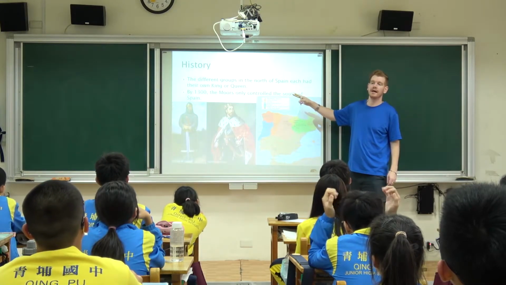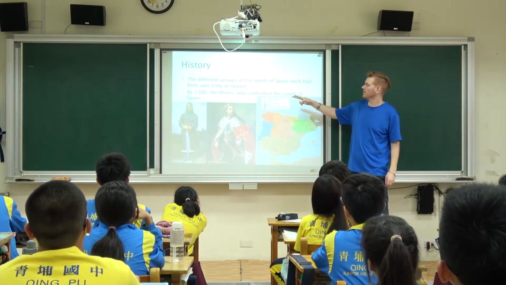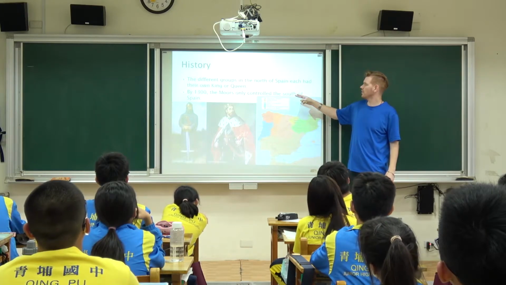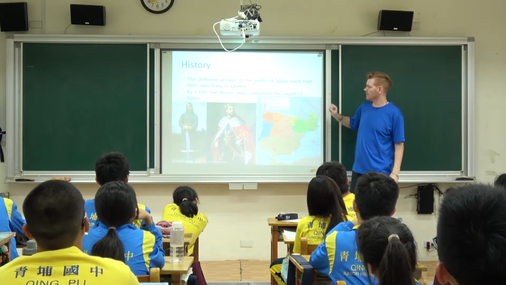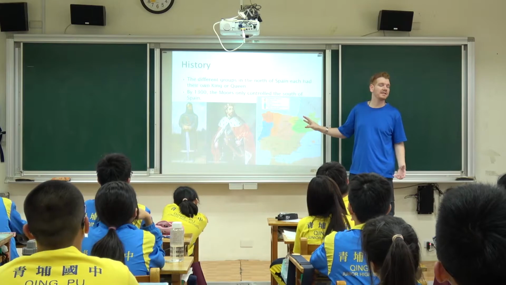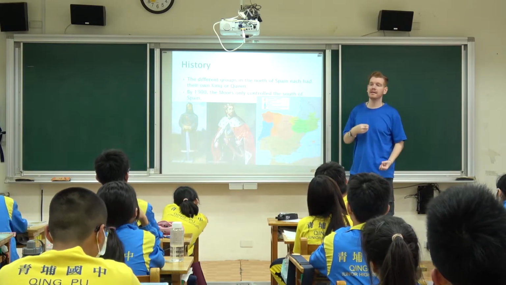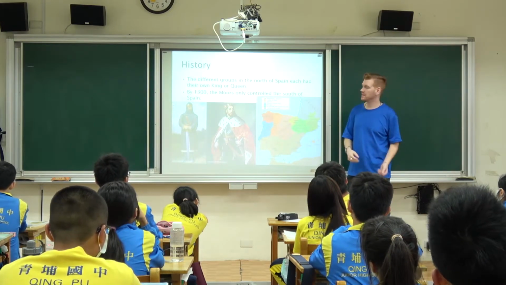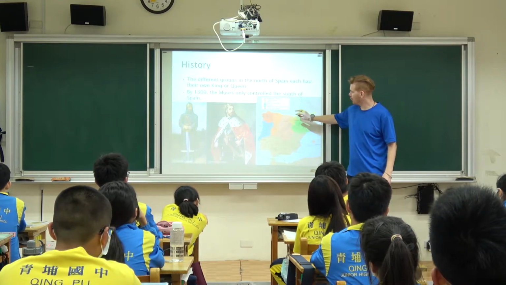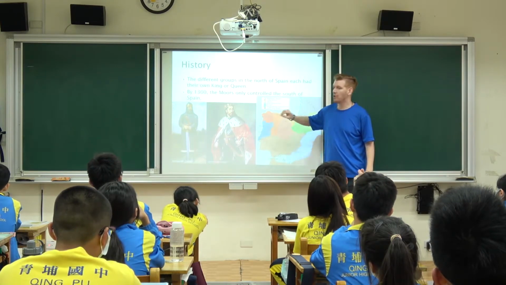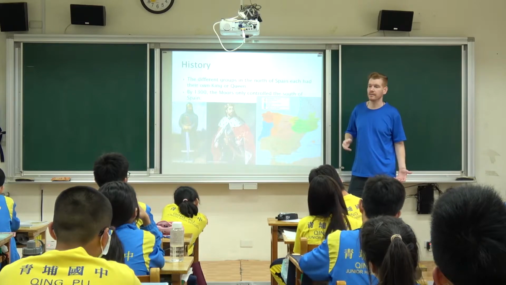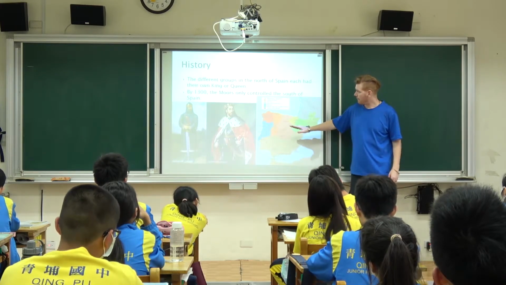By the 1300s, the Moors only controlled the south of Spain. So, at this time, there were many kings and many queens in Spain. Each group had their own king or queen.